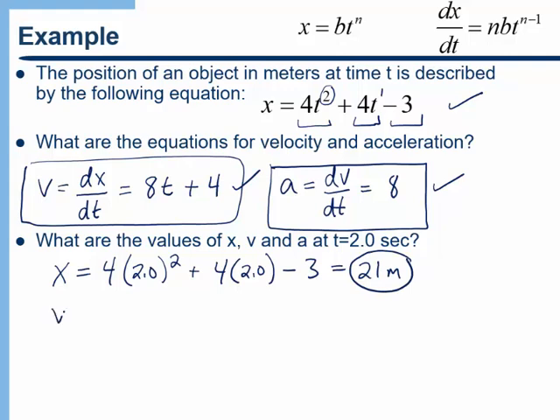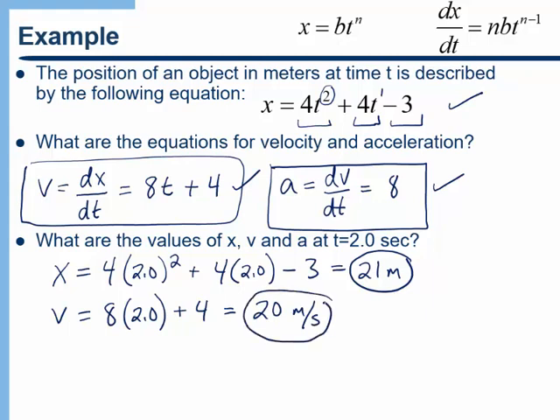To calculate the velocity at 2 seconds, I'm going to use the formula we just derived. So I've got 8 times 2 plus 4, and I got 20 meters per second. And then finally, for the acceleration, it's just constant, so it's just a constant 8 meters per second squared.